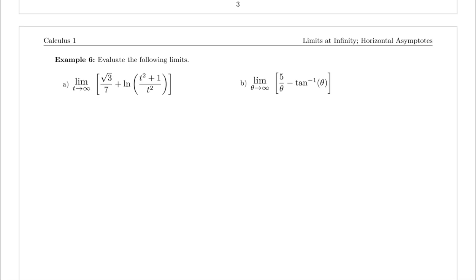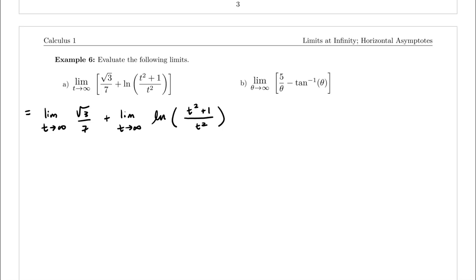Example 6 wants us to evaluate the following limits. In part A, we have the limit as t approaches infinity of the square root of 3 over 7 plus the natural log of t squared plus 1 all over t squared. So I'm going to use one of my limit laws and split this up into two different limits. I have the limit as t approaches infinity of root 3 over 7 plus the limit as t approaches infinity of the natural log of t squared plus 1 over t squared.